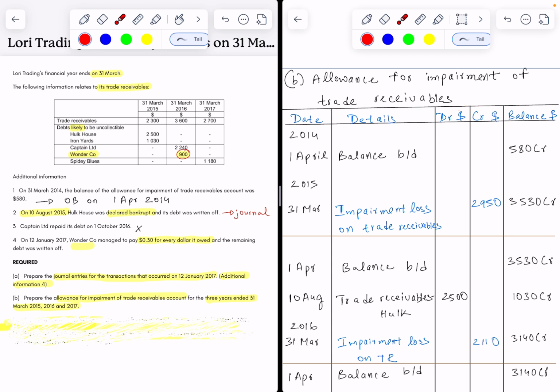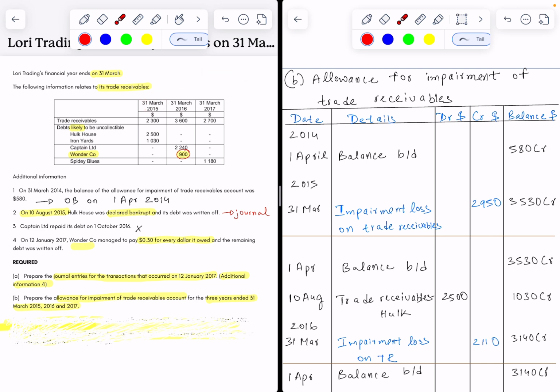So we are given information for the 3 different financial years ending 31 March 2015, 2016, and 2017. This means that we will start this ledger account with 1st of April 2014, because the year that's ending 31 March 2015 would already start in the previous year on 1 April 2014, right?